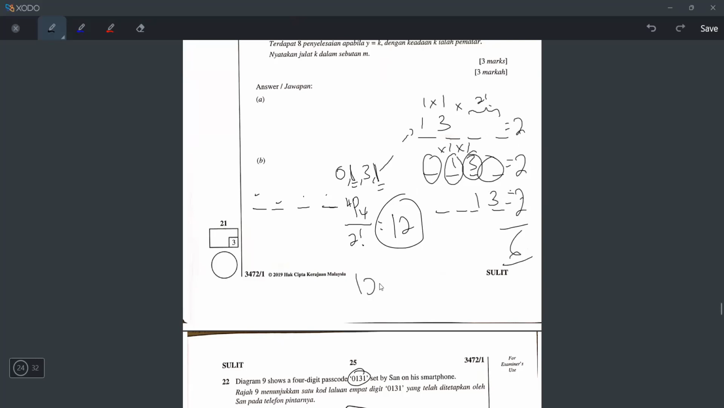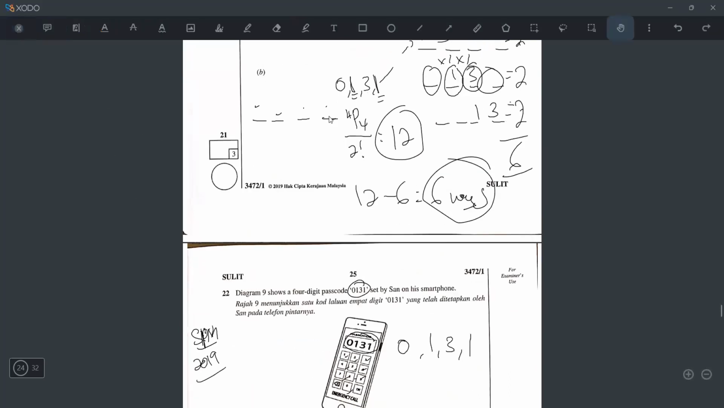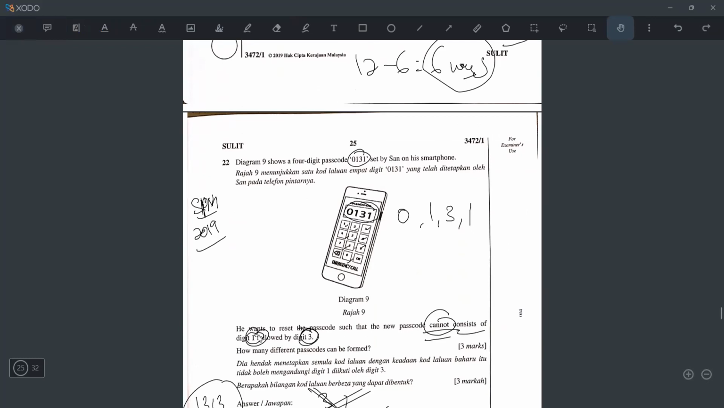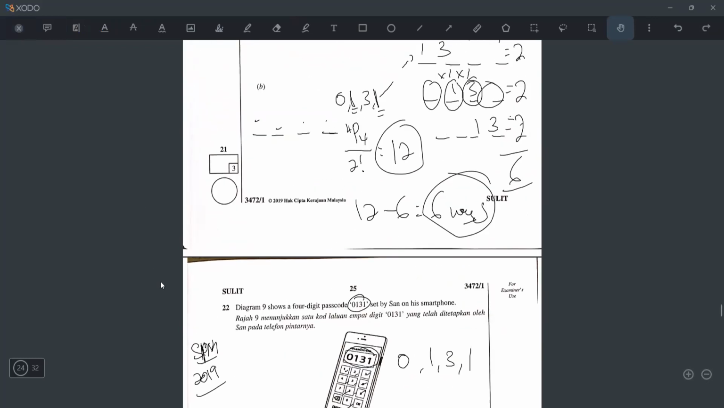So what is the answer? It will be 12 ways minus 6, which is 6 ways. It means there are only 6 ways to arrange these 4 digits 0, 1, 3, 1 if you don't want it to consist of 1 followed by 3. Okay, that's how you do it.